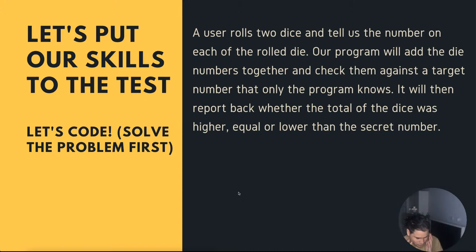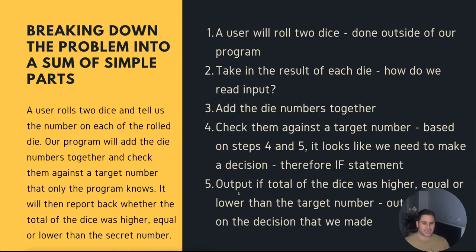All right, so there's a few things we need to break down here. And you can start to appreciate and understand that when we need to solve problems, we need to make sure we know exactly what we're trying to do and break it down. So how do we break it down? Well, we can write a set of pseudo instructions to help us think about it. So first of all, the user rolls two dice. We don't have to worry about that. That's done outside of our program.